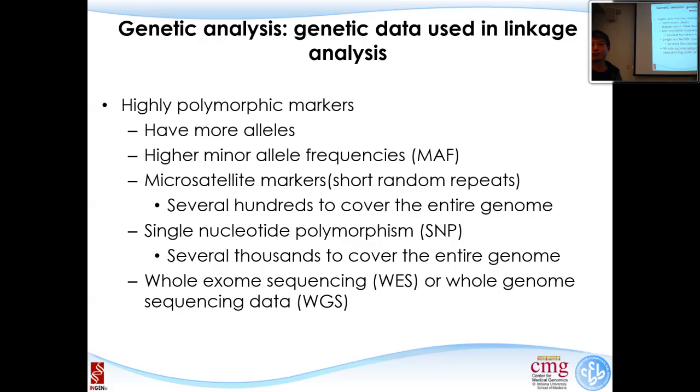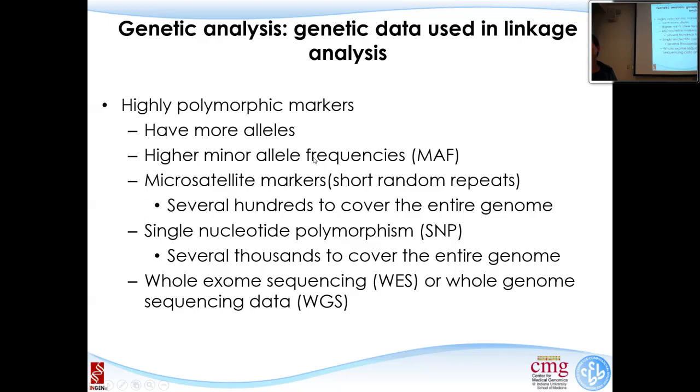For markers, linkage analysis prefers highly polymorphic markers. The first requirement is that they have more alleles, not like the SNP. Back in the old days, we used microsatellite markers. They have more than two alleles, and all these alleles should have a higher minor allele frequency, which means more people carry the alleles.